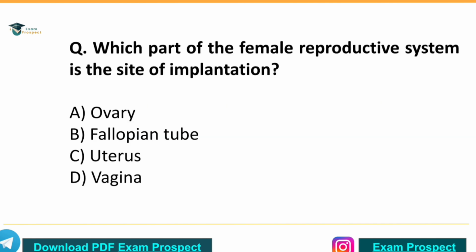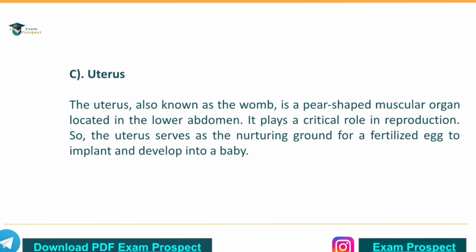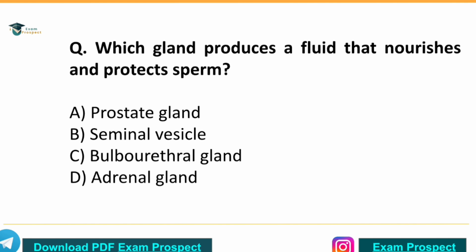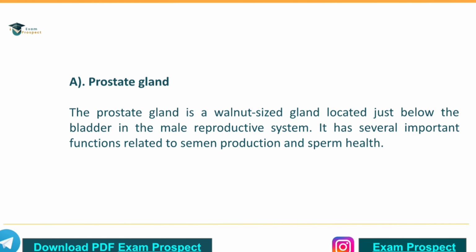Next question. Which part of the female reproductive system is the site of implantation? Correct answer is option C, uterus. Next question. Which gland produces a fluid that nourishes and protects sperm? Correct answer is option A, prostate gland.